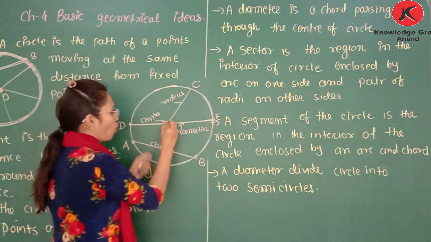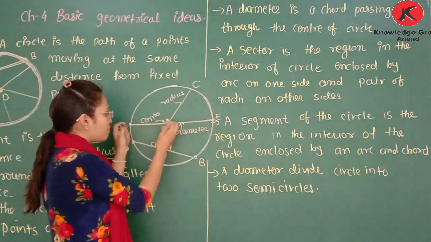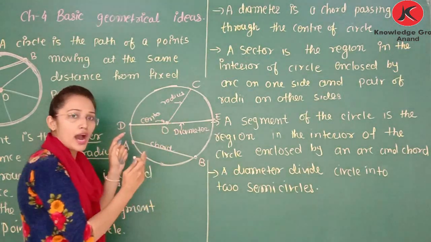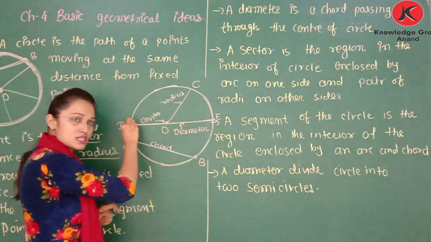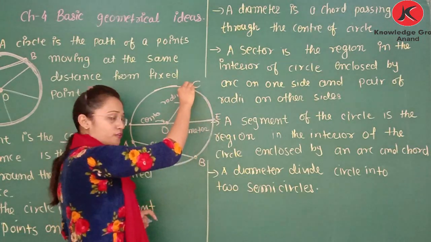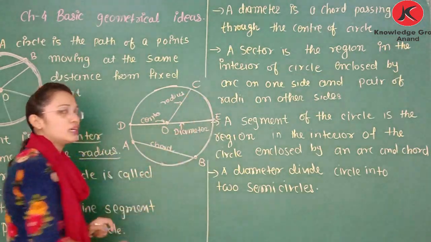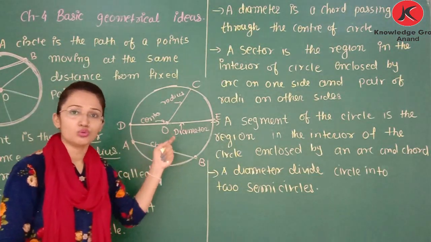Okay. Now OE can be radius and OD also can be radius. Why? Because this is the half of diameter. So OD is the fixed distance, OE is also fixed distance and OC is also fixed distance. Means we have 3 radius. Clear? Diameter is equal to 2 times radius.